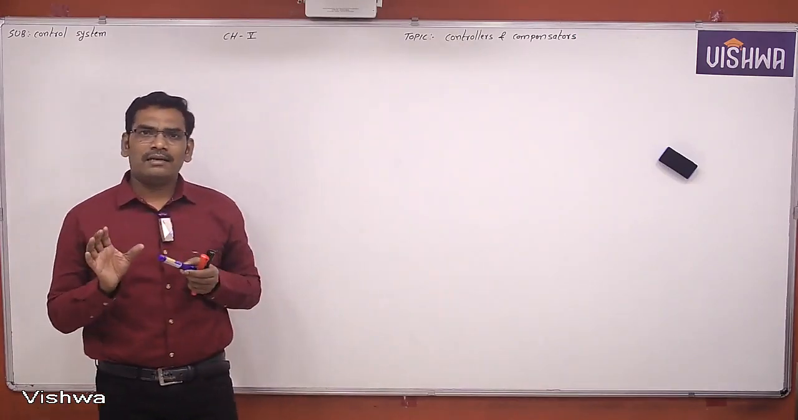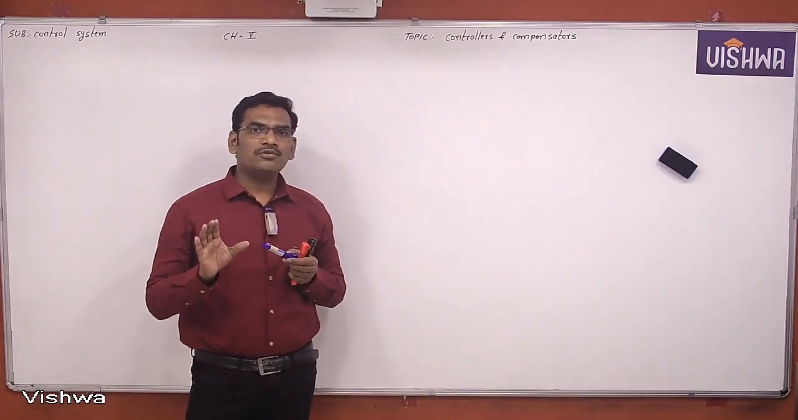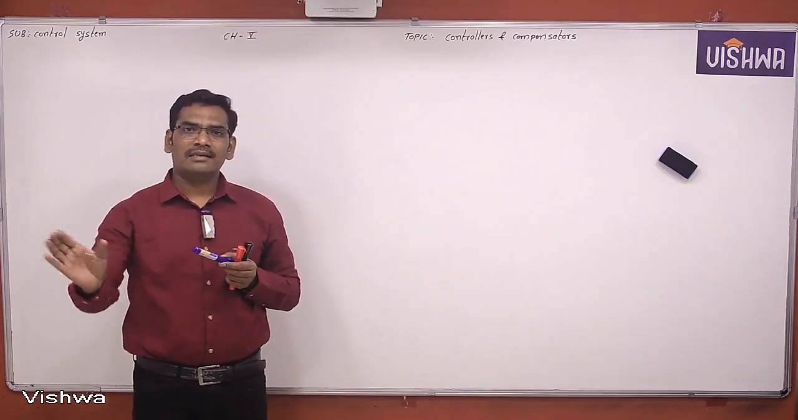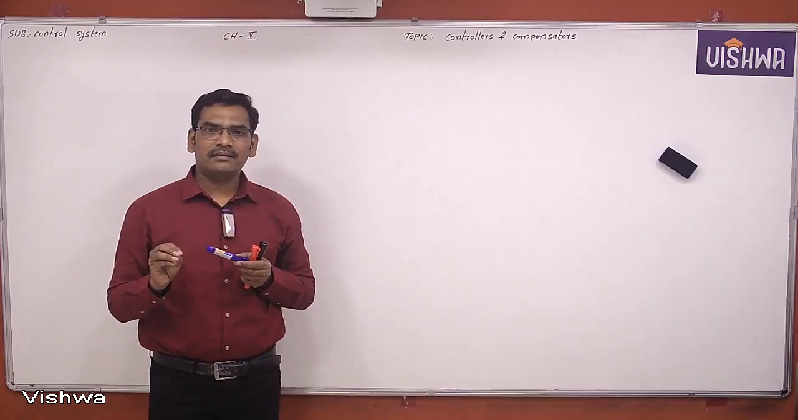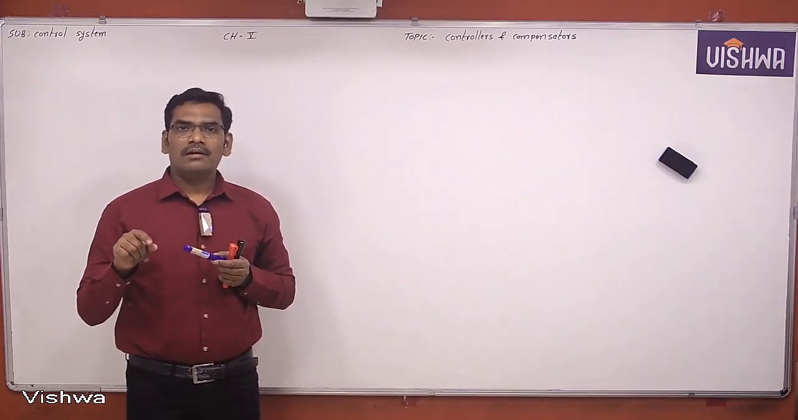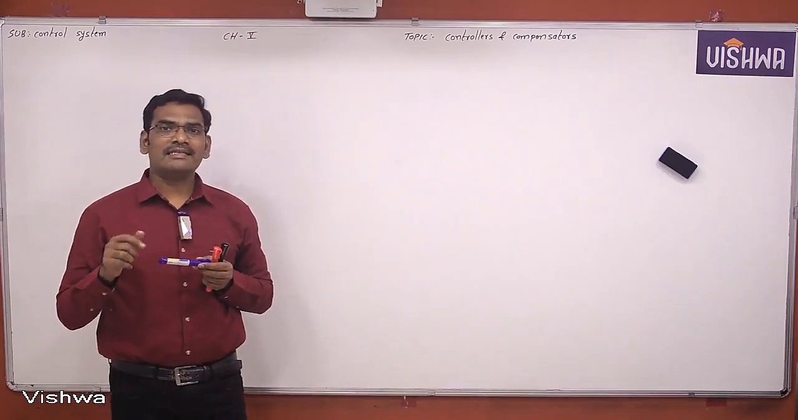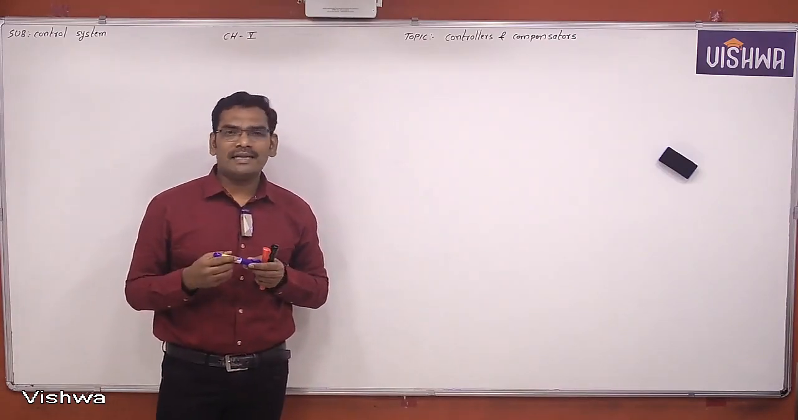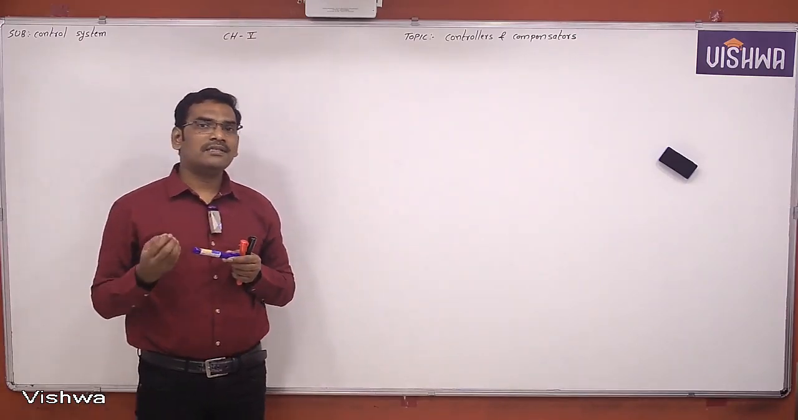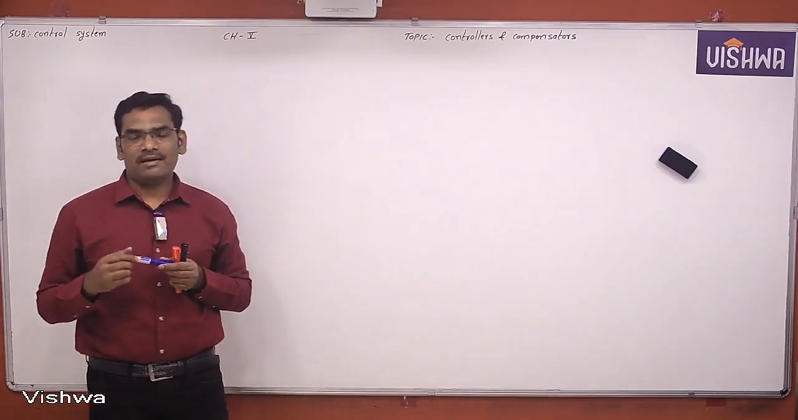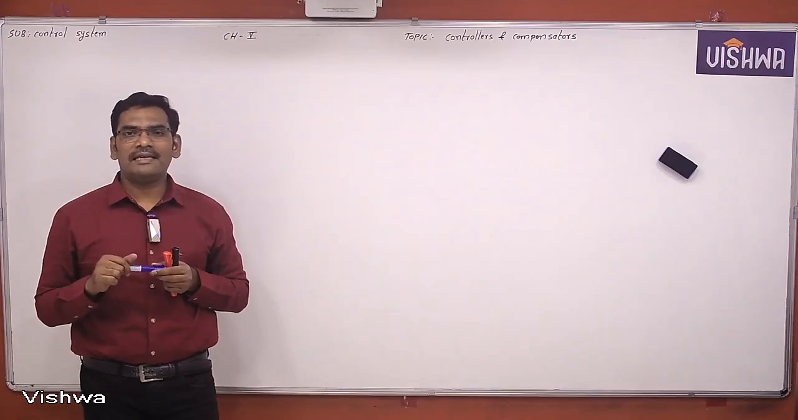A controller is a device which is used to produce the desired performance of the system. A controller is a device which is used in the system to get the desired performance, to get the desired results. So you tell me what type of systems we are generally using. What features should your system have?